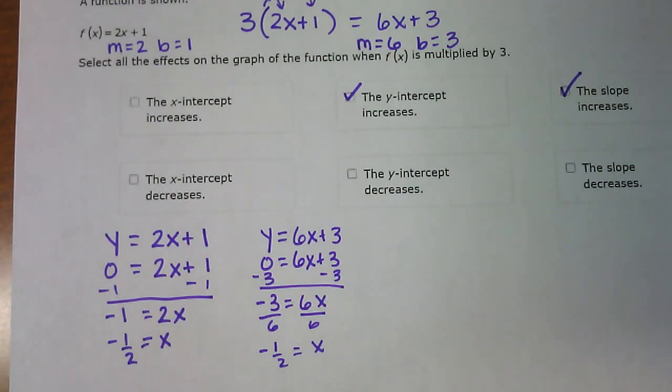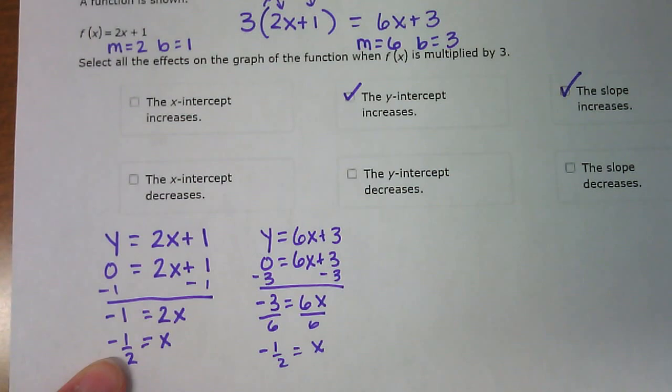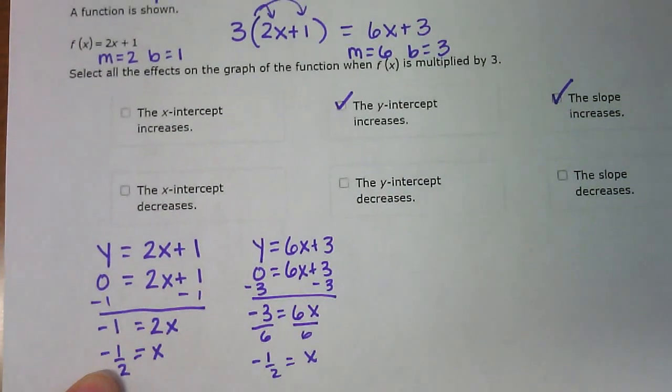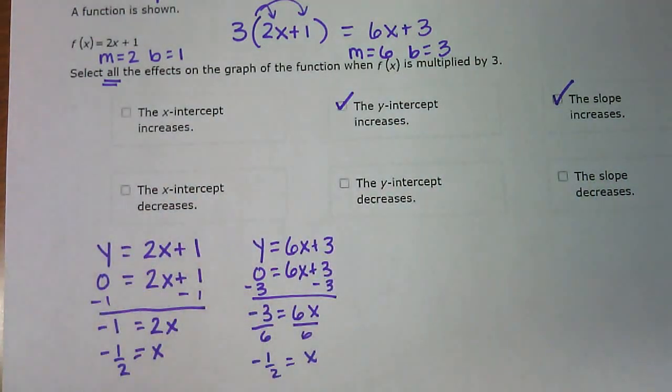Okay, you want to remember that x-intercept means plug in a 0 for y and solve for x. Okay, when you see this select all, there's going to be at least 2 things picked. Okay, it's not going to tell you how many you have to pick, but you got to pick at least 2. It's never going to be just 1.